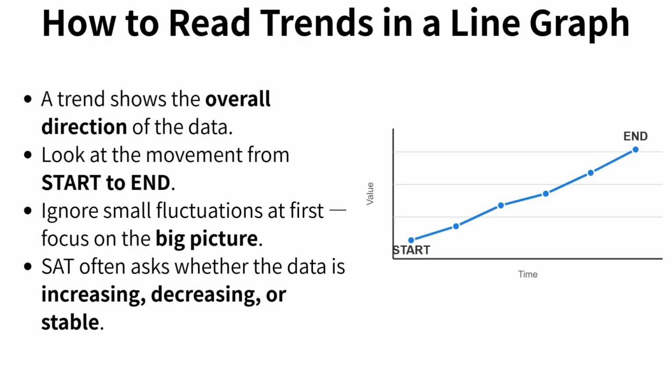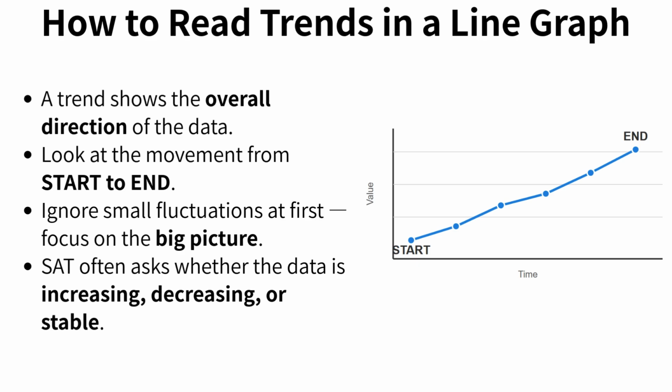When you read a line graph, it's important to begin by understanding what story the graph is trying to tell. A line graph is really about movement over time, so the first step is to look at the overall direction of the data. Start by comparing the point at the beginning with the point at the end. This simple comparison gives you a sense of whether the data is generally going up, generally going down, or staying almost flat with only small changes.